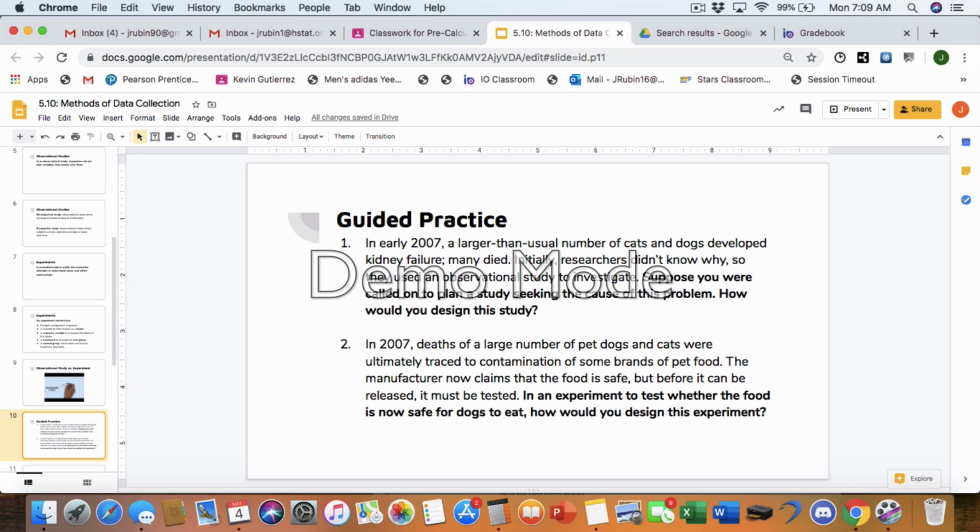So the example is in early 2007, a larger than usual number of cats and dogs developed kidney failure. Many died. Initially, researchers didn't know why, so they used an observational study to investigate. That's the first one. The second one is the same scenario. However, the manufacturer now claims that the food is safe, but before it can be released, it must be tested. Again, design an observational study for the first one, design an experiment for the second one.